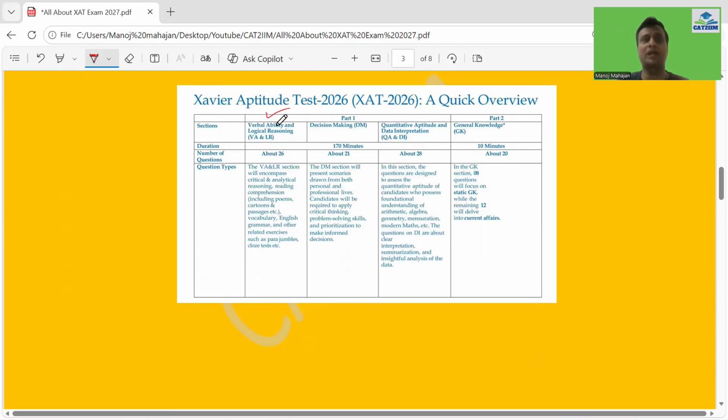You get about 26 questions in this section. You do have a decision making section, which is completely different from the other exams' structure. So you do get 21 questions in this section. And another section which you have is QADI, that is quantitative aptitude and data interpretation. You get about 28 questions.